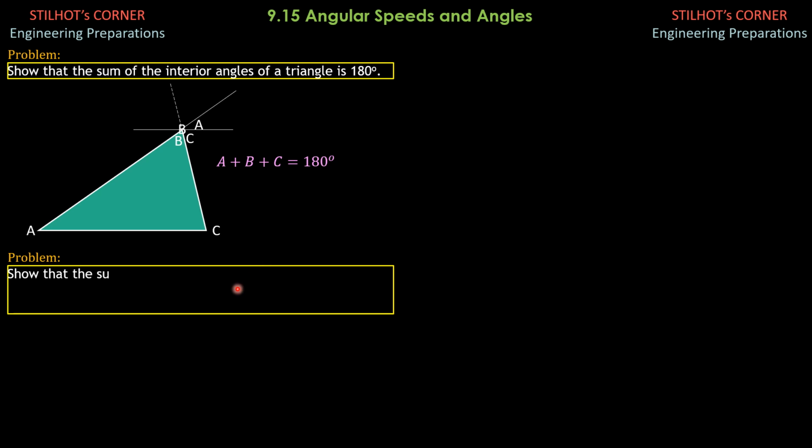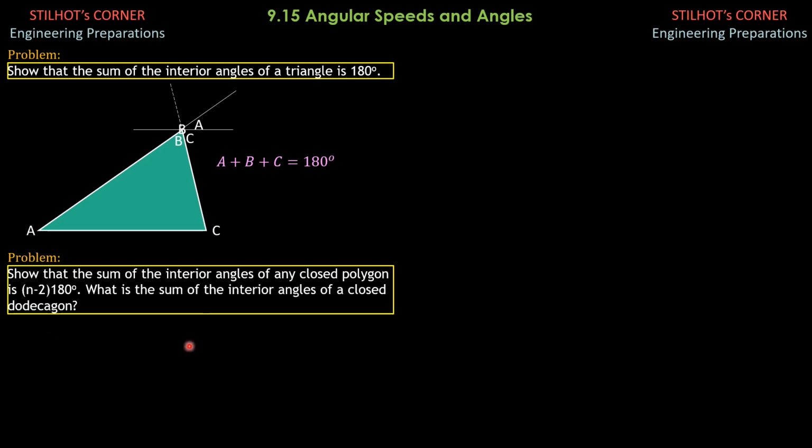Next problem: show that the sum of the interior angles of any closed polygon is given by quantity n minus 2 times 180 degrees. What is the sum of the interior angles of a closed decagon? So let's have an example. So let's have a pentagon.